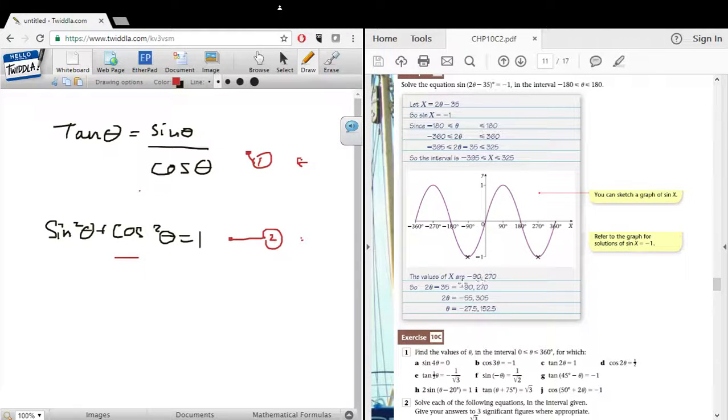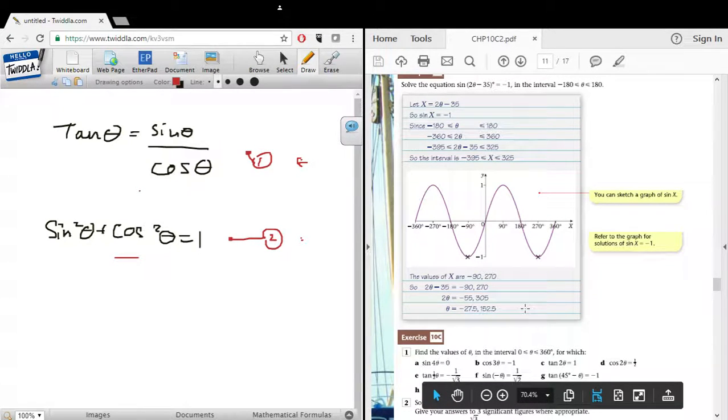And so we say that x is minus 90 and 270, and once we have that, again we have to replace x with our original terms inside the brackets, and then just a simple rearrangement. So again, taking this to the other side, adding 35 here and 35 here, and then dividing by 2 to end up with this being theta.